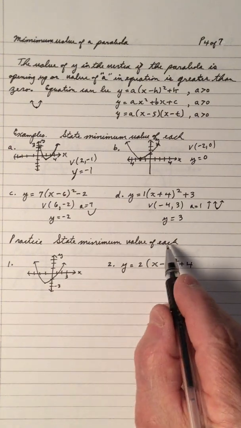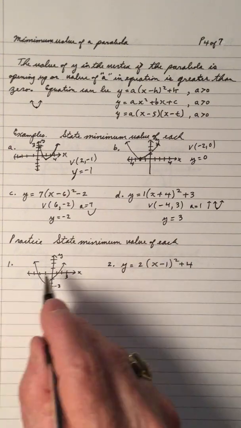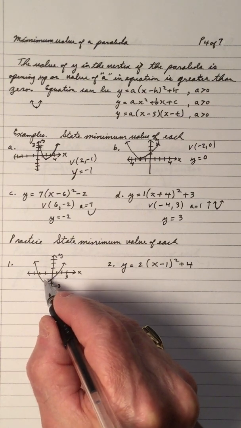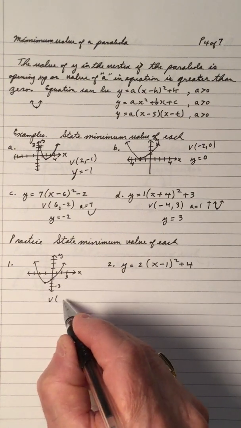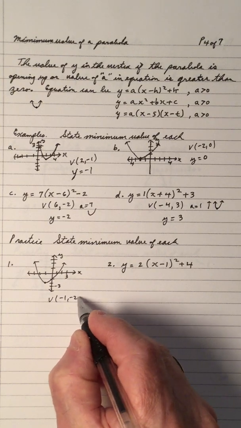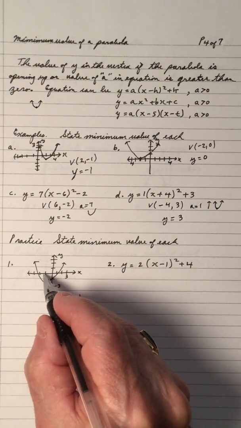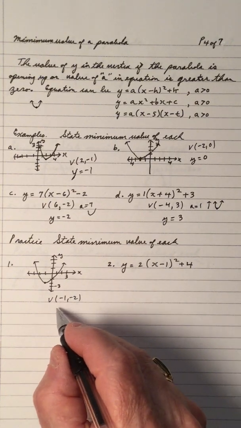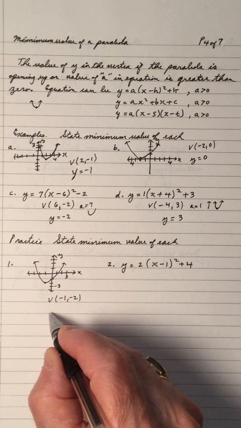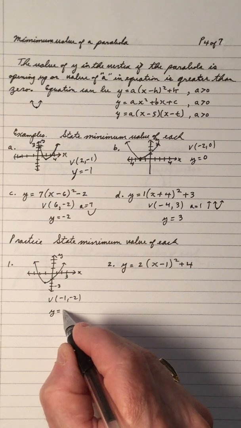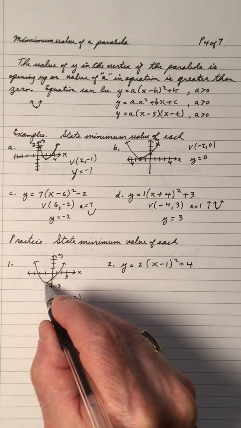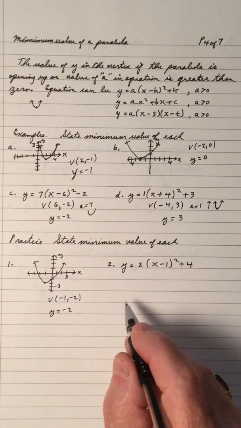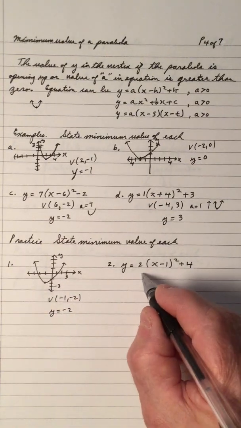Find the minimum value of each. We have number 1. We have a parabola. The vertex is negative 1, negative 2. Notice the parabola is going up, so we have a minimum value, and the minimum value is the y value. So y equals negative 2. The smallest value of y on this graph is negative 2, which is the y value of the vertex.